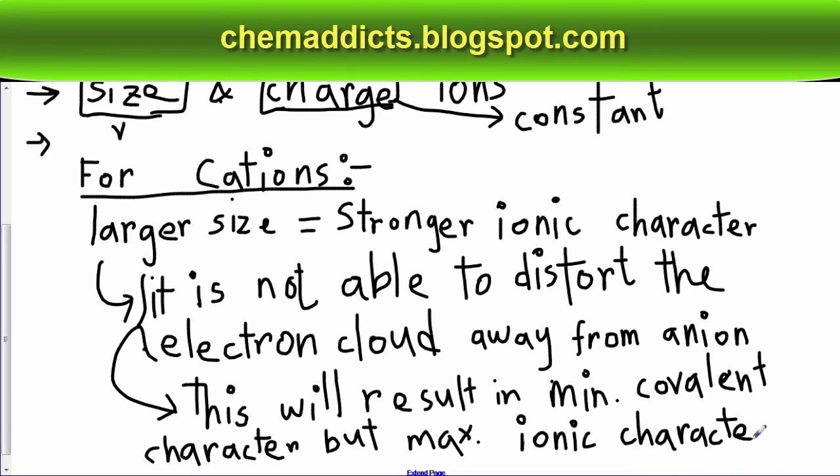I hope that you have understood. So for stronger ionic character, cations should be large in size. For stronger ionic character, cations should be in large size. This will result in minimum covalent character but maximum ionic character.